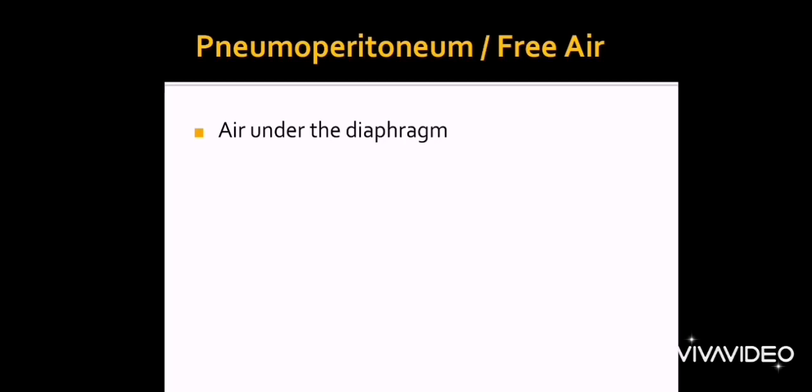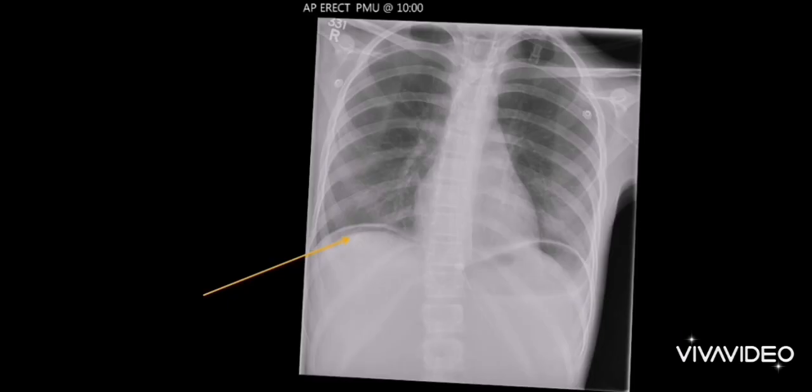Then we've got air under the diaphragm. So again, another sign of pneumoperitoneum, another abnormal finding. Again, think back to X-rays that you've looked at. You have your lung fields, they come down, meet your diaphragm, and directly below the diaphragm, particularly on the right, is your liver shadow. So if you're seeing air under the diaphragm, this is what you might expect to see.